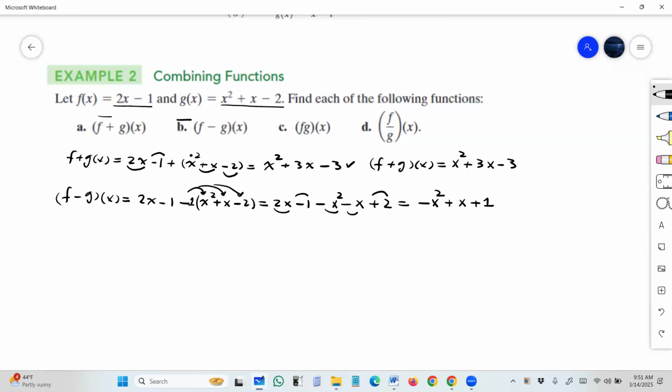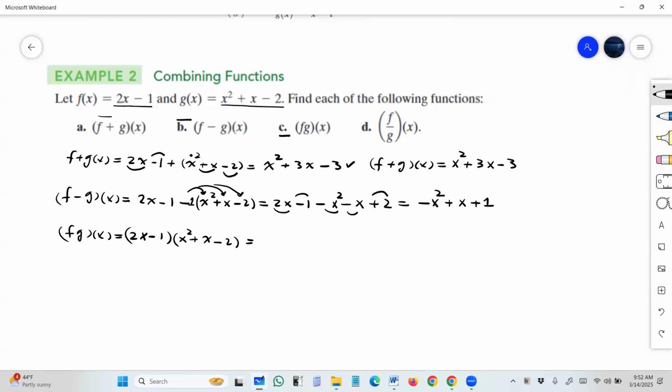Now let's do the multiplication. f g of x. So write the f function first in parentheses, and you write the second function also in parentheses, x squared plus x minus 2. And now I have to FOIL these things.